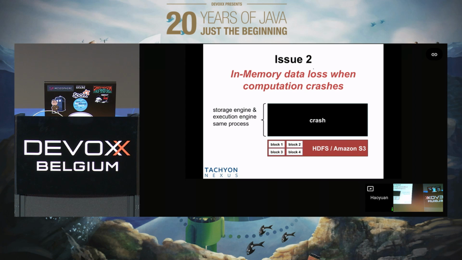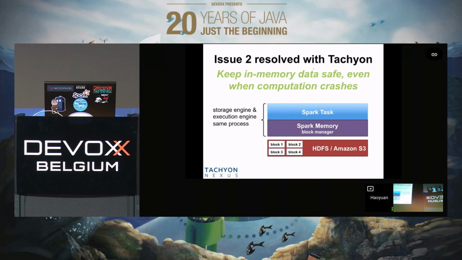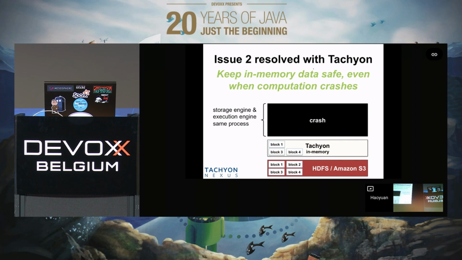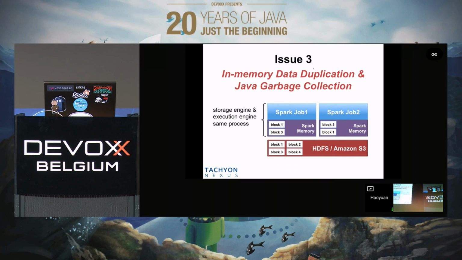So you either recompute it or load the data again from outside storage, which could be time consuming. In this case, the solution is also to put Tachyon in the middle and put the data in Tachyon. In this case, if the execution engine crashes, it's still fine. You have the data in Tachyon, and next time you can load it from Tachyon at memory speed.